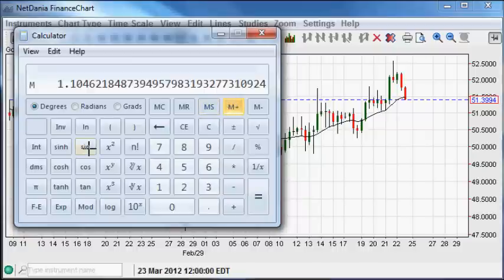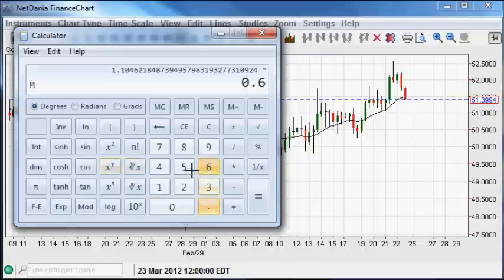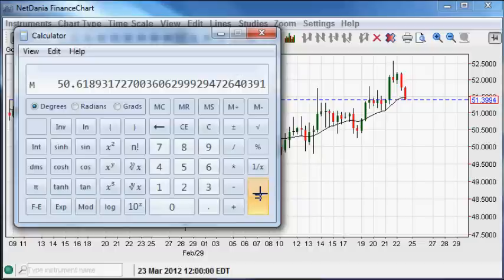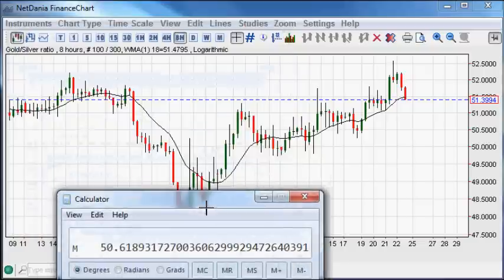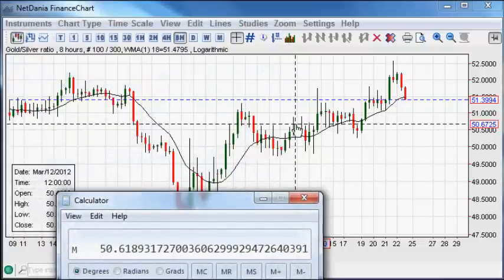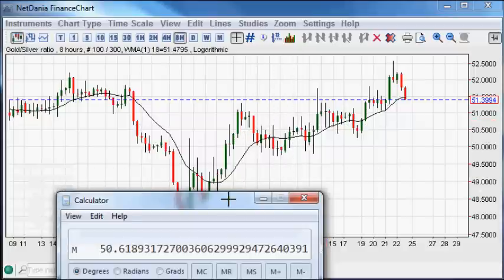We need to do this to the power of 61.8% and 38.2% to find both Fibonacci levels. So if we put this to the power of 61.8 and multiply it again by the low of 47.60, this gives us a price objective down to 50.62, which would be in or around this little area here.